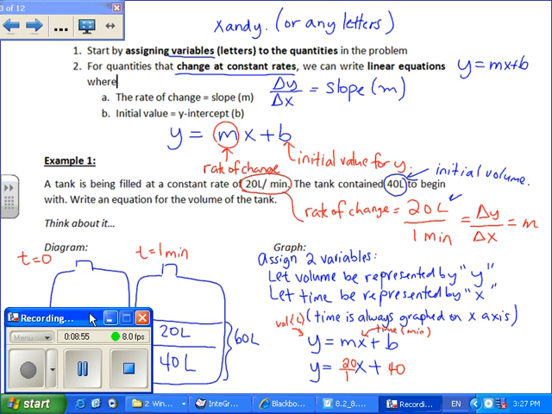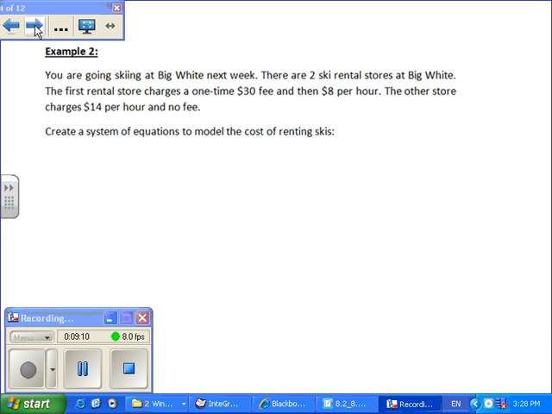If I wanted to graph that, I could go ahead and do that. I'm going to leave it like that for now because what we really want to do is write an equation for it. You could go ahead and graph that if you wanted to. Let's do another example, okay?